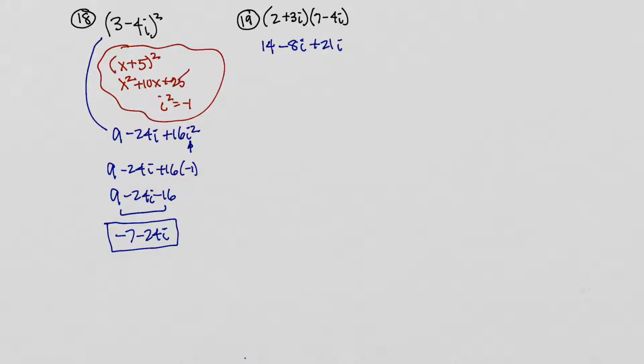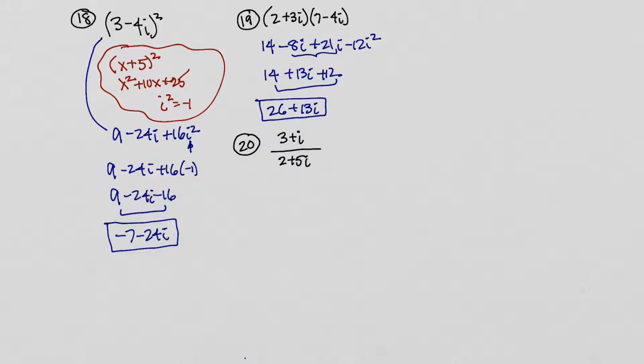3i times -4i is minus 12i squared. Now we can combine these right here. So I'll get 14. Now, -8i plus 21i is 13i, plus 13i. And here's that i squared. Now you could put -1 here, then -12 times -1 is 12, or just see it as a sign changer. -12, sign change, positive 12. And then the 14 and the 12 is going to give us a 26, and then the plus 13i.